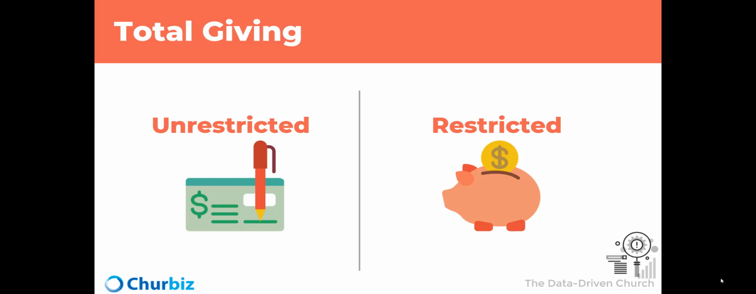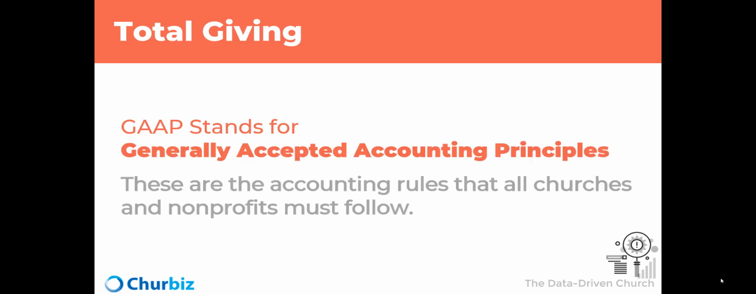Unrestricted and restricted contributions are nonprofit accounting terms, and two of the most important ones that you and your team need to know in order to meet GAAP regulations. GAAP stands for Generally Accepted Accounting Principles, and it's a set of rules, standards, and procedures that organizations and accountants follow when creating their financial statements. These standards include nonprofit organizations, and yes, churches too.